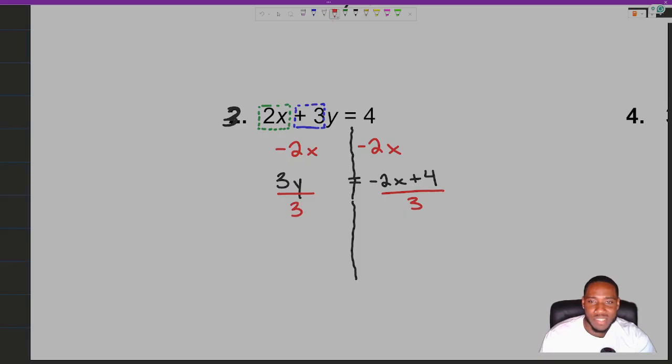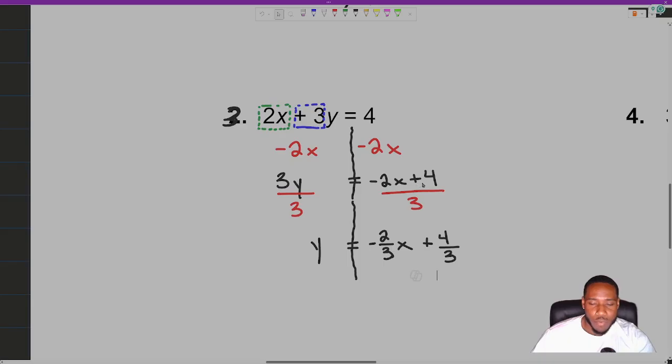The 3's cancel out. They get us y or 1y. But in this particular case, it's helpful to write y. And over on the right, everything here is being divided by 3, and none of it simplifies very nicely, so we're just going to write it all out. Negative 2x divided by 3, negative 2 divided by 3, that's just negative 2/3. And the x is going to come down with that. And 4 divided by 3, it's going to get us 4/3.